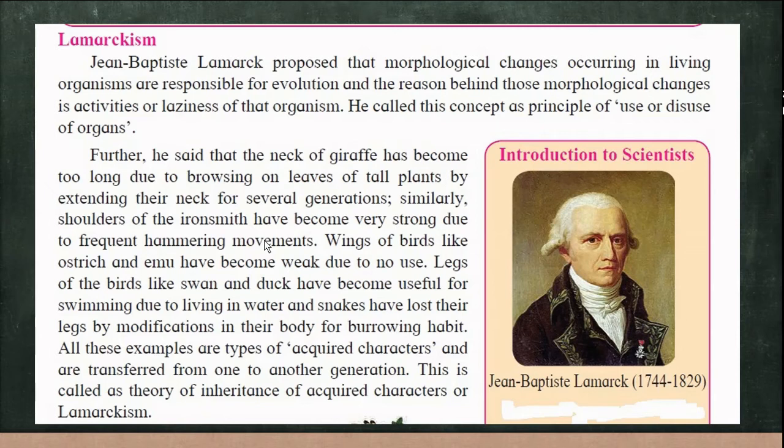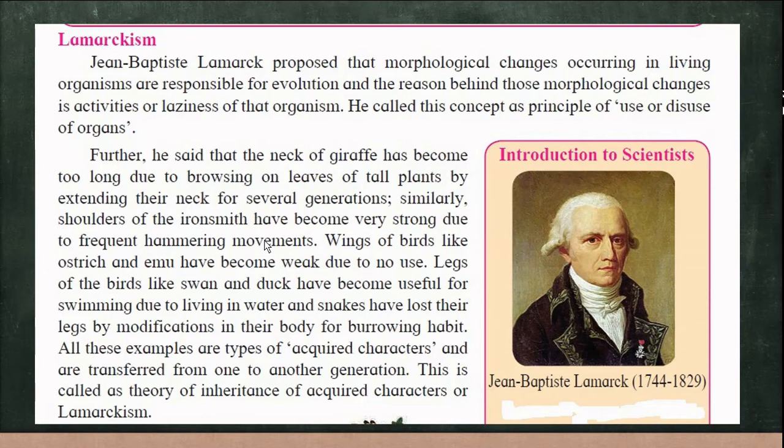Even the legs of birds like swan and duck are useful for swimming as they live in water. Snakes have lost their legs by modifications in their body for burrowing habit. So the activities carried out by an organism throughout its lifetime lead to various types of acquired characters, and they are transferred from one generation to another generation. This is called the theory of inheritance of acquired characters, or Lamarckism, because it was explained by the scientist Lamarck.